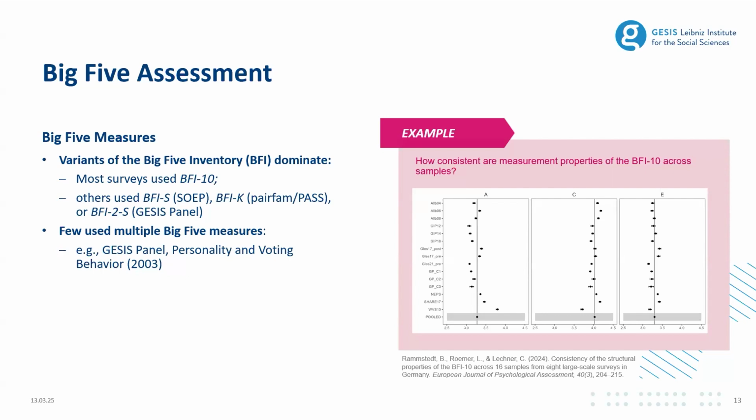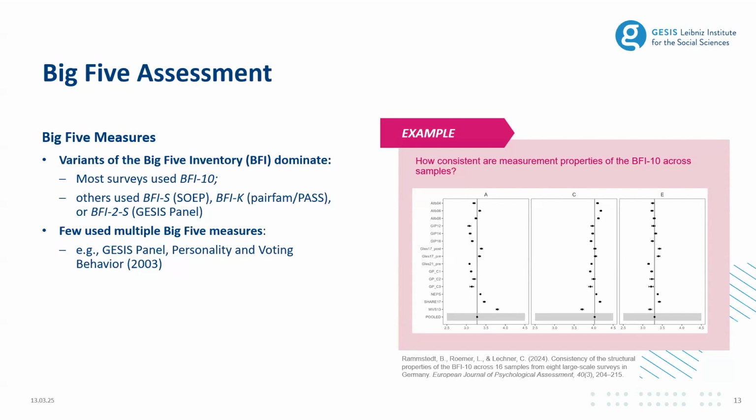Most programs or surveys decided on a single measure of personality that potentially then was assessed multiple times. But there were also 2 surveys or programs that included multiple measures of the Big Five in their program. So for example, here in the GESIS panel, there was both the repeatedly assessed Big Five, BFI-10 assessment included, but also at a single time, the longer version, the BFI-2S. So this, for instance, then allows researchers to triangulate their research questions using different measures.